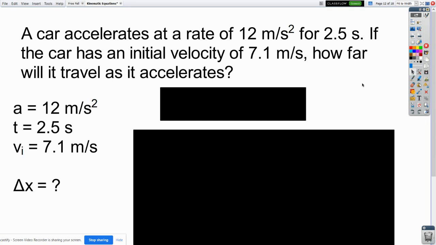it travel? So again, I'm still doing my same uniform problem solving approach. I'm making a list of what I'm given. I'm including what I'm trying to find. And this is very important because I have 4 equations to choose from. I got to make sure I use the right one. One way to do it is to look at what I have. I have A, I have T, I have Vi, I have delta x. Pick the equation that has A, T, Vi, delta x.